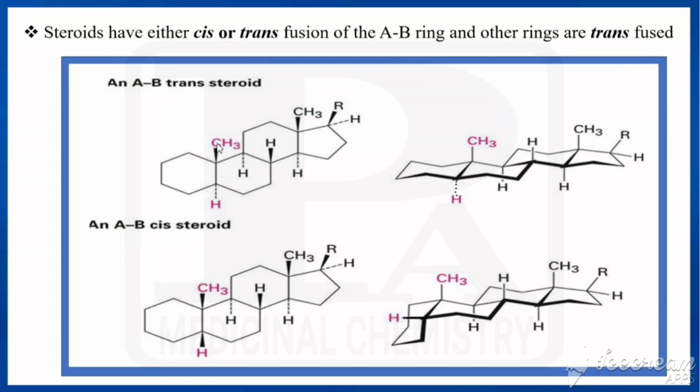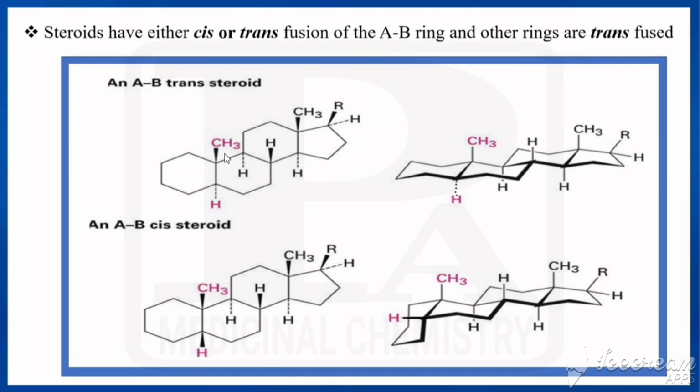To find the rings present in the steroid, that would be trans fused or cis fused. It is called cis fused if both configurations are the same, both alpha or both beta, and trans if they are different. So this is A, B, C, D. It has four rings: A, B, C, D.